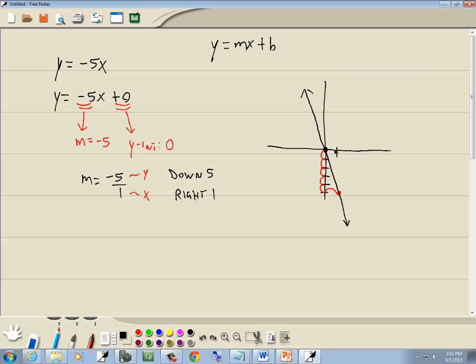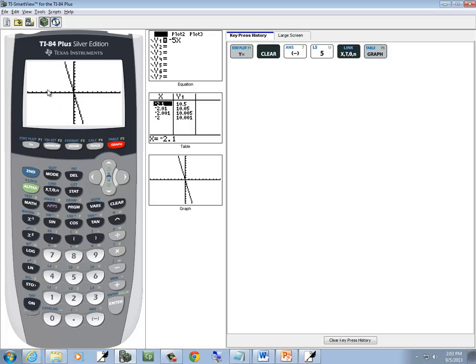And that'll give us the same graph that we got here. And you just sketch down what you see on your calculator, and that'd be your answer.